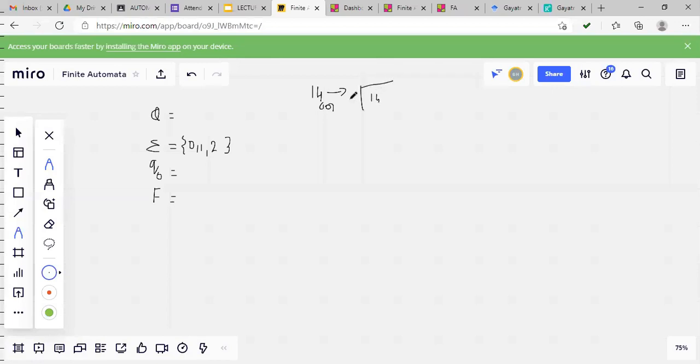Right? 14. This is how we do, right? Remainder is 0. Then 2, 3, remainder is 1. Then again 2, 1 is 2, remainder is 1. So what is 14 in binary number? We read it in this way, right? It is 1, 1, 1, 0.